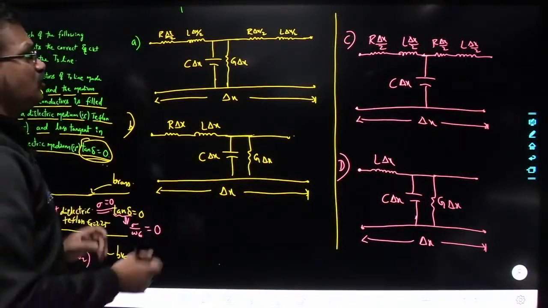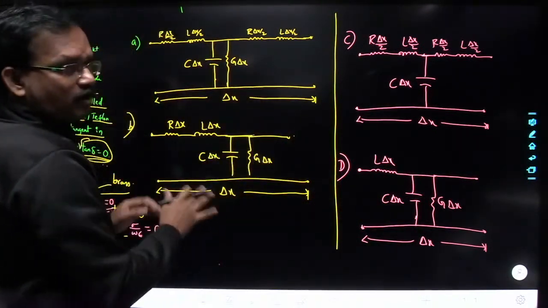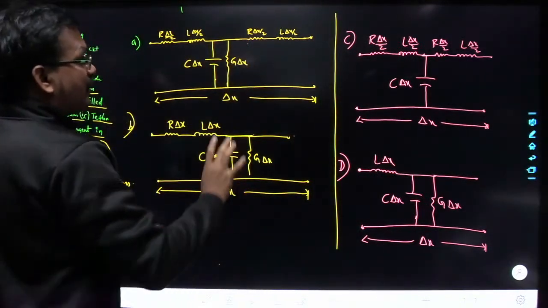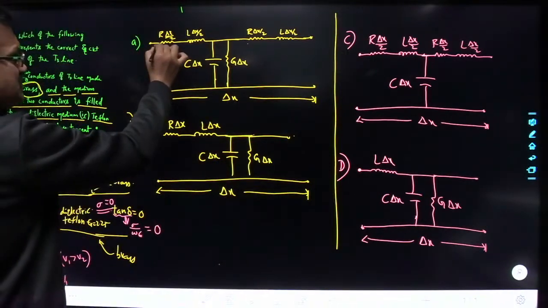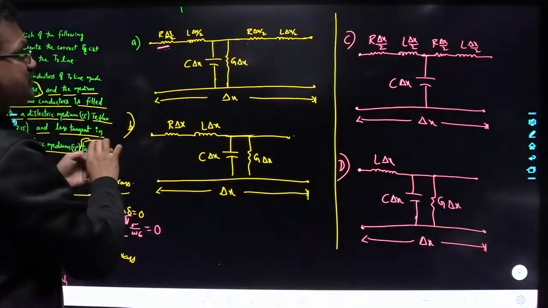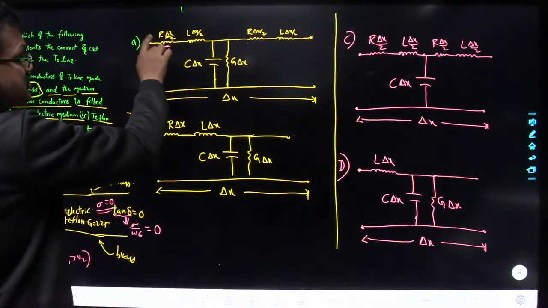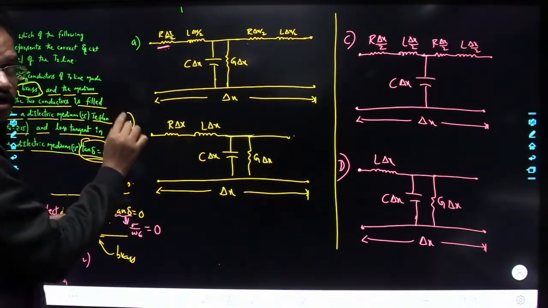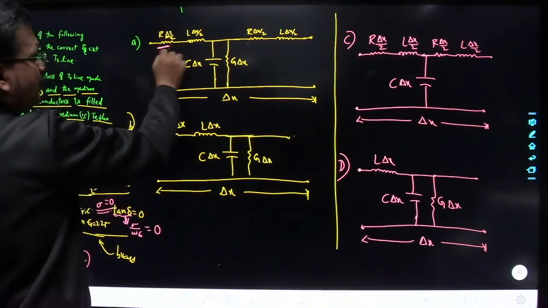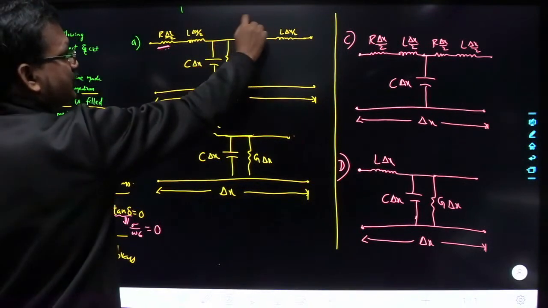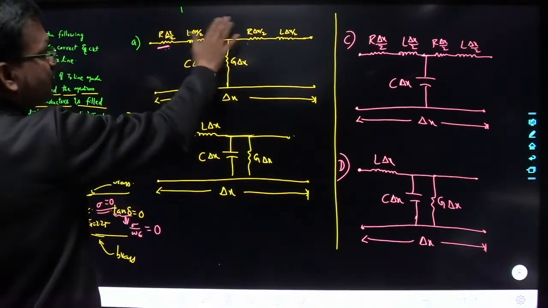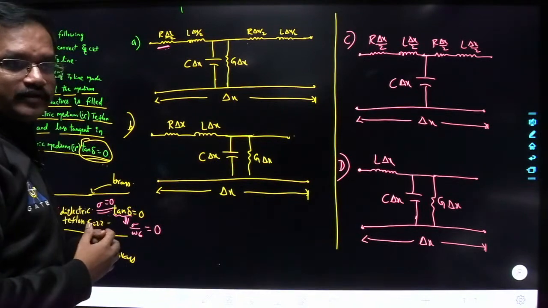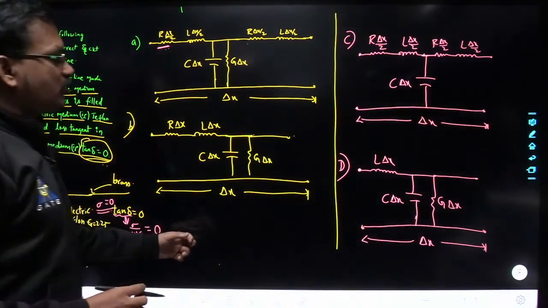I have told you that you can represent the equivalent model in any of these forms. You can represent R delta x by 2 here and another R delta x by 2 here. Whenever you represent the resistance, it is not the resistance located only at that particular location. It is the resistance distributed over half of the length of the transmission line. So R delta x by 2 and R delta x by 2 give you the total resistance offered by the transmission line. You can represent it in any manner.